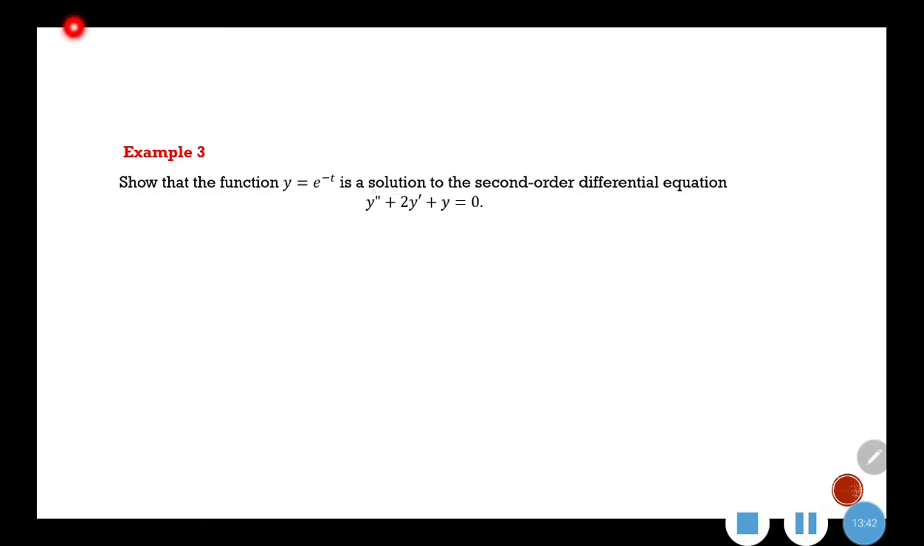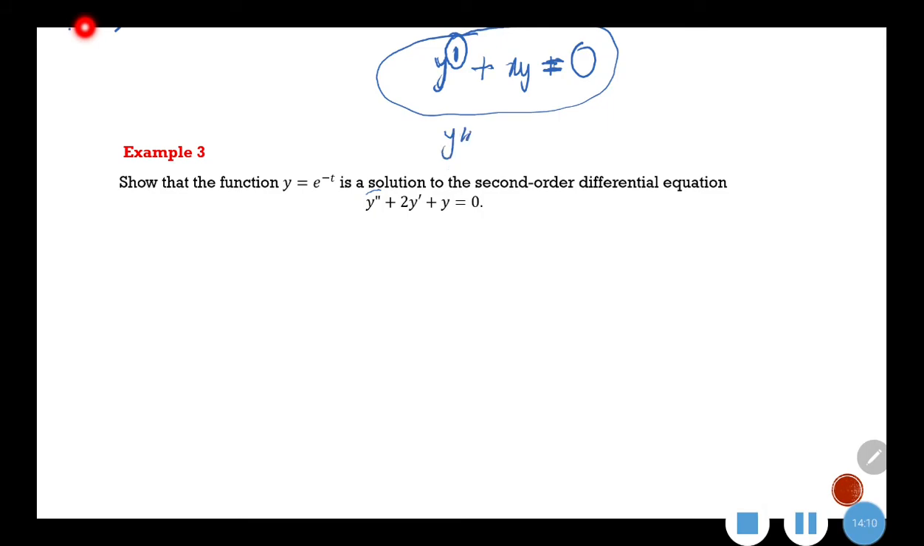Earlier I introduced to you that a differential equation is an equation where we have the derivative inside the function, y prime plus xy equals 0 for example. This we call a first order differential equation because we have y prime, differentiated only once. That's why it is called first order.